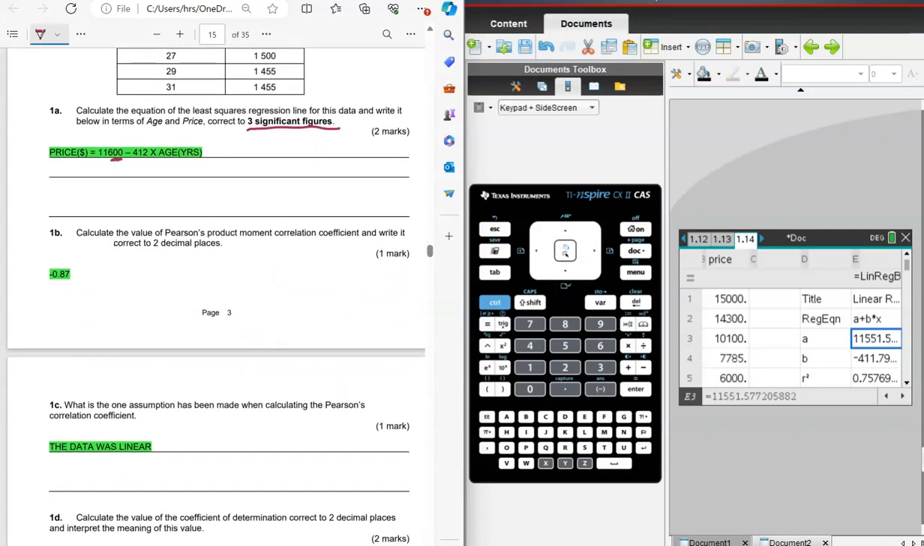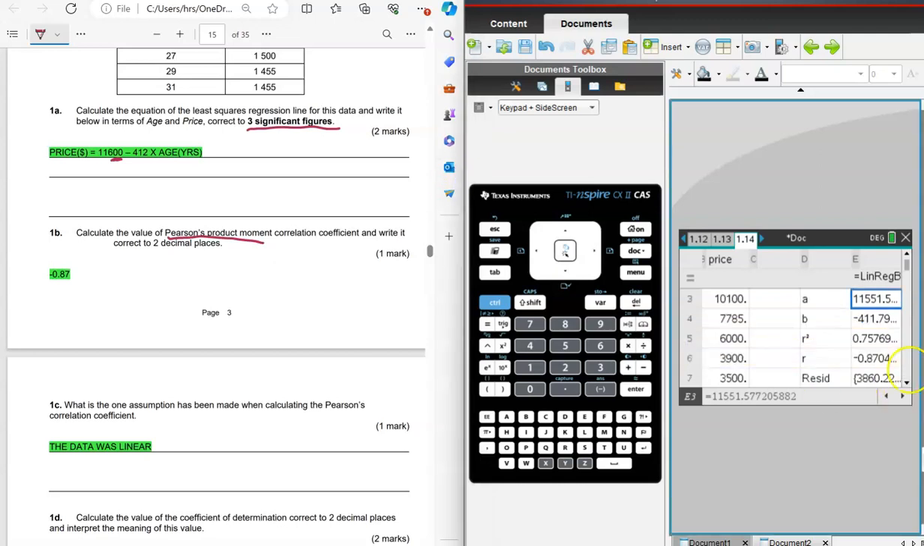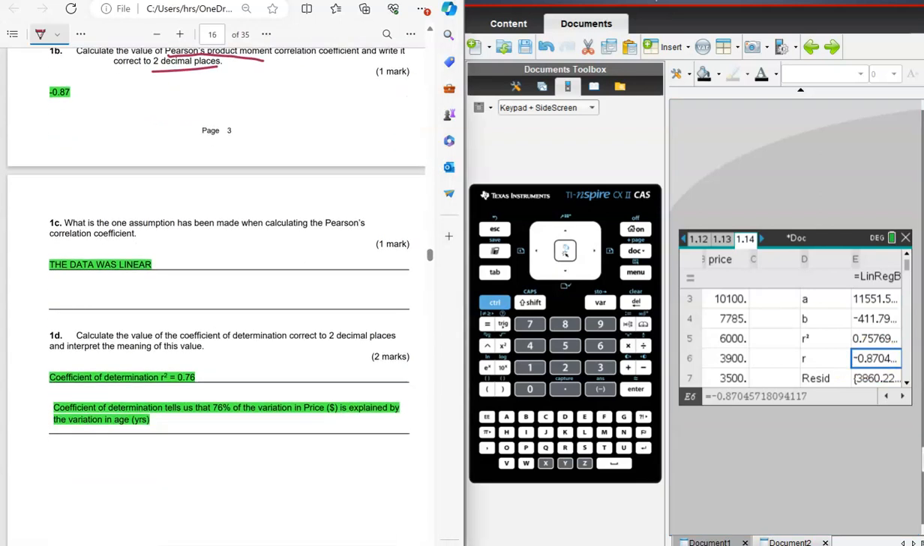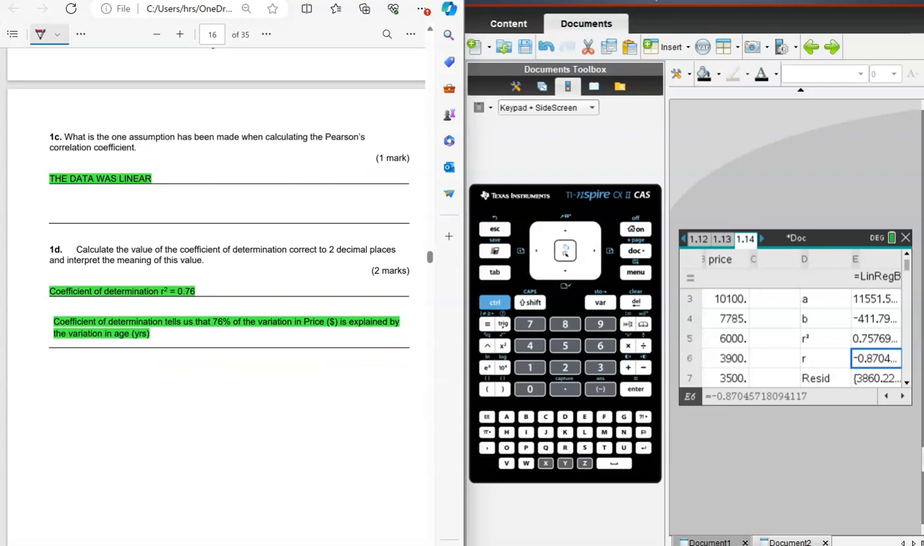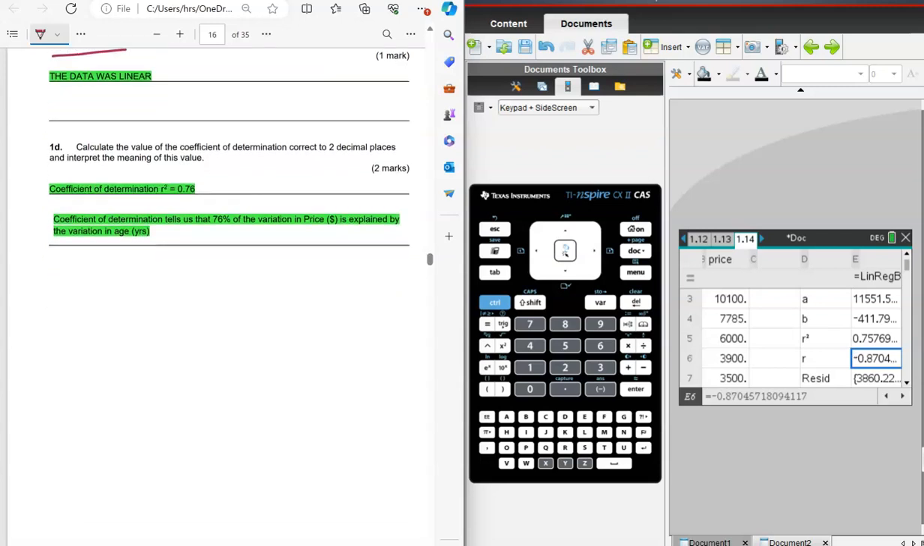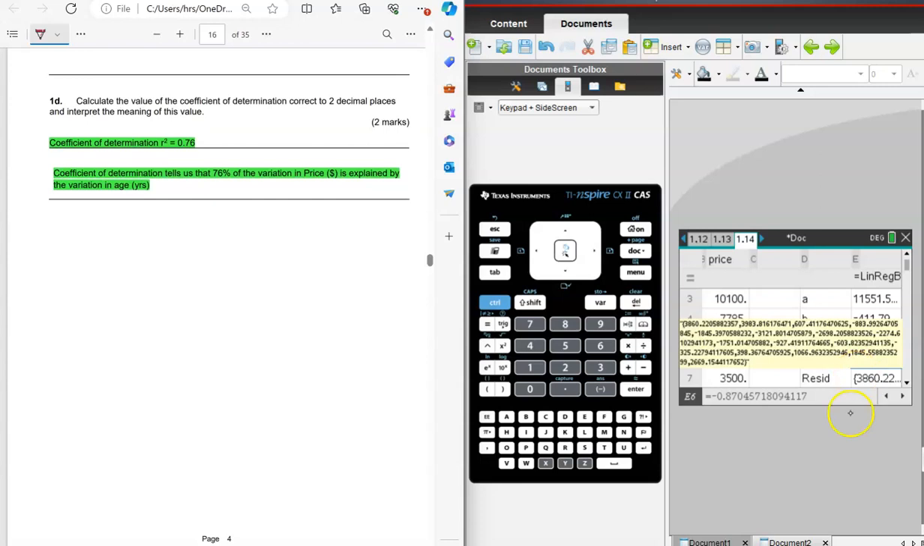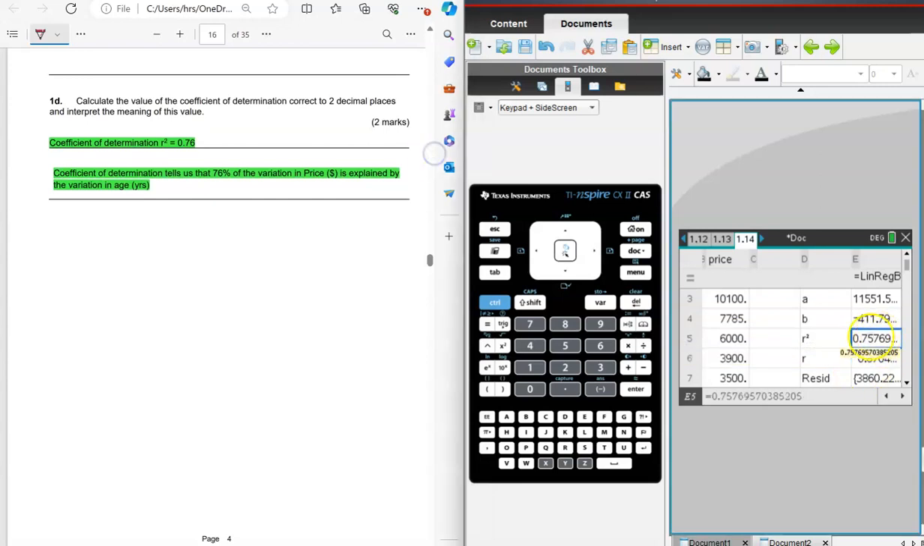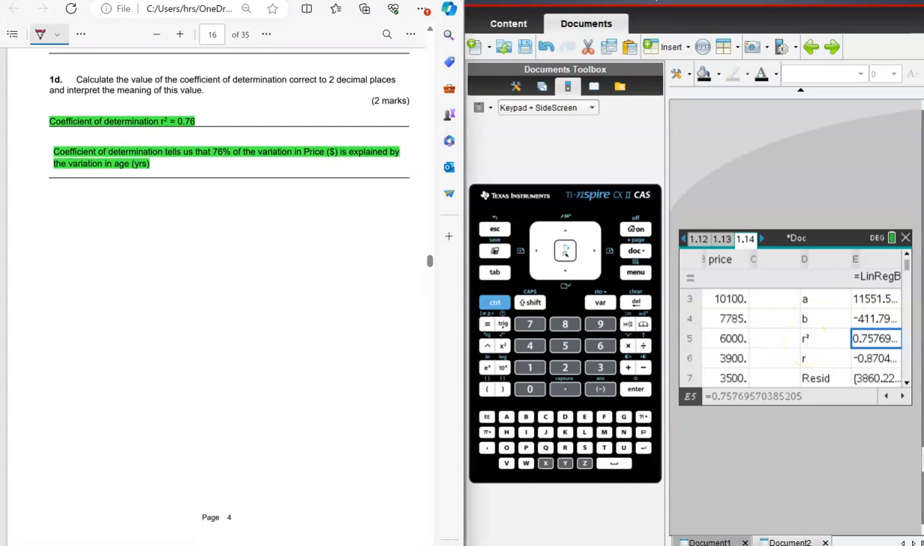All right, so then it says calculate Pearson's product correlation coefficient, which was there, so it's negative, and it said 2 decimals, so I did that. What is the assumption? So we assumed it was linear when we used Pearson's, so that's a linear relationship value. And then it says calculate the coefficient of determination, which we can see here over on our calculator again. And then it says also interpret. So the coefficient of determination, there's the interpret there on the answers.